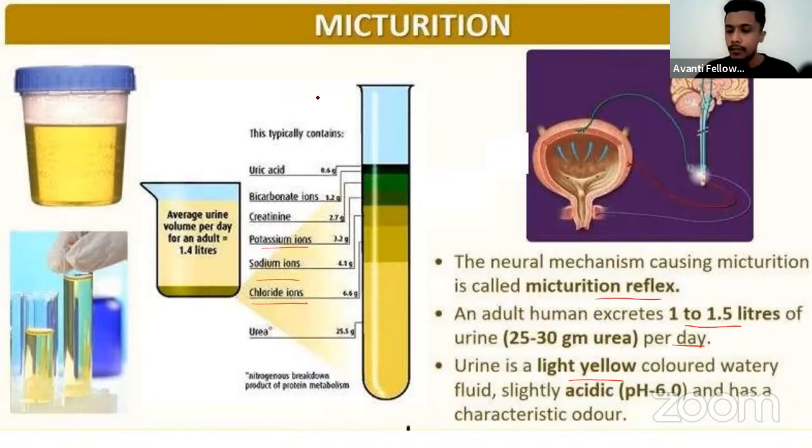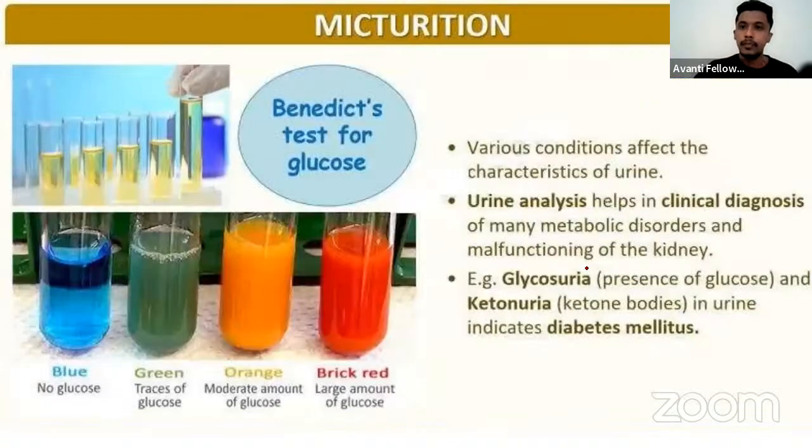Understood? So the properties, coloration and pH of the urine will determine the physiological health of a human being. That is why we perform urine analysis. You can take an example of diabetes. What do we test in diabetes? Glucosuria, the presence of glucose, and ketonuria, the ketone bodies present in your urine. That will indicate whether a person has diabetes or not.